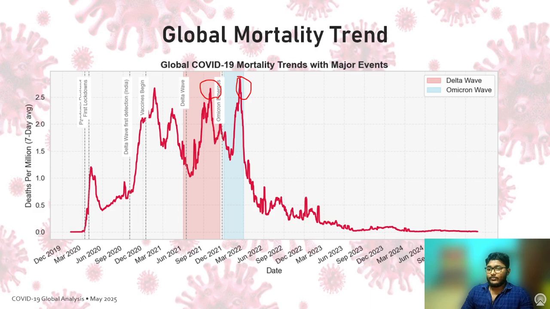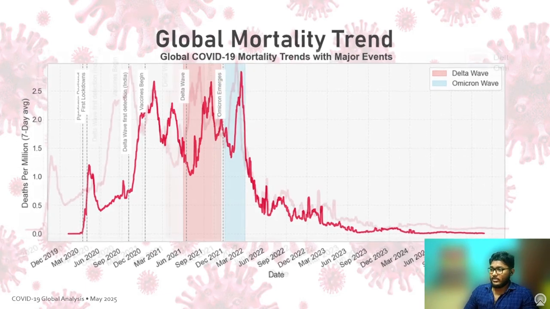Now, there's a very clear picture here. While the cases spiked during both Delta and Omicron waves, deaths were significantly higher during Delta, particularly in under-vaccinated regions. On the contrary, during the Omicron wave, despite record-breaking infections, mortality was far lower, largely thanks to the immunity from vaccinations and prior infections. The separation of case and death trends is one of the strongest signals of policy and healthcare impact. Now, if we move on, we'll see the key findings here.